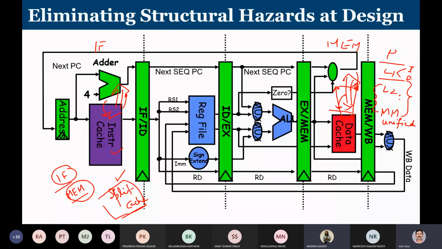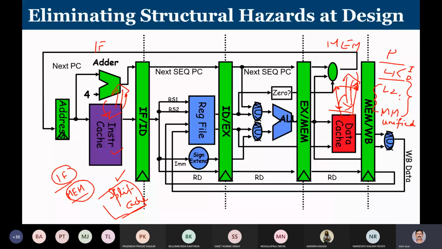Excuse me, sir. Yes, go ahead. Sir, this second method of fixing structural hazard, can you please explain it again? Okay. So structural hazard means when you have one resource and two or more instructions are trying to use a resource, that is known as a structural hazard.